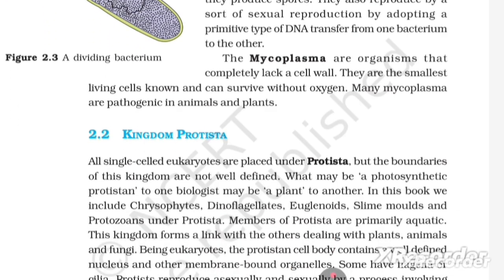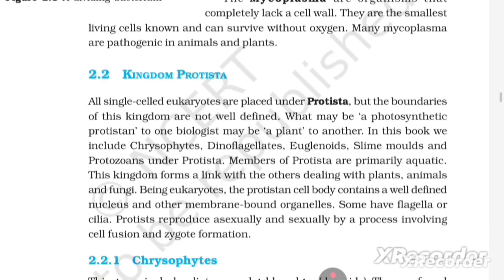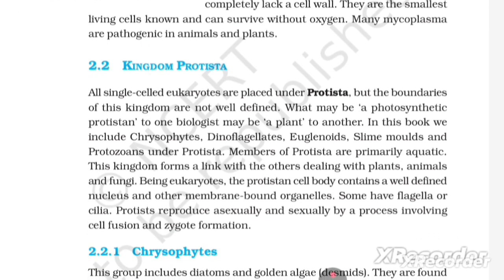Kingdom Protista. All single-celled eukaryotes are placed under Protista, but the boundaries of this kingdom are not well defined. What may be a photosynthetic protistan to one biologist may be a plant to another. In this book, we include chrysophytes, dinoflagellates, euglenoids, slime molds, and protozoans under Protista. Members of the Protista are primarily aquatic. This kingdom forms a link with the others dealing with plants, animals, and fungi.